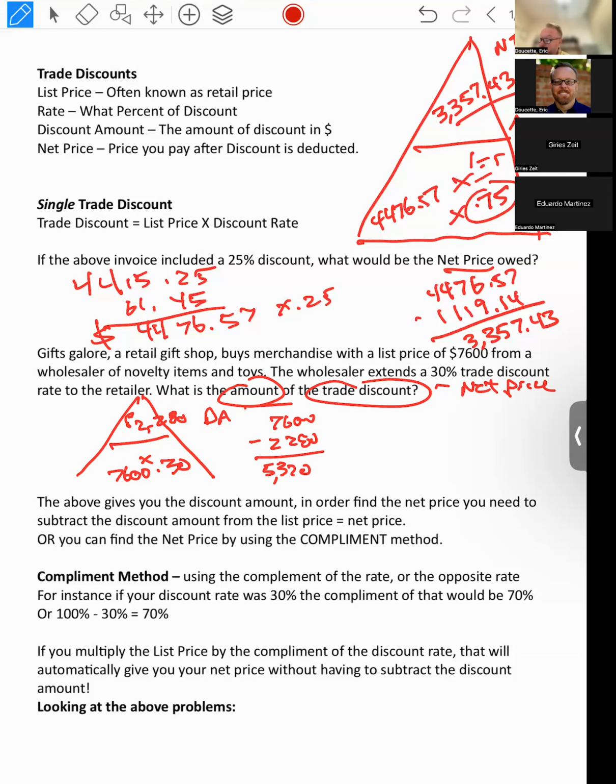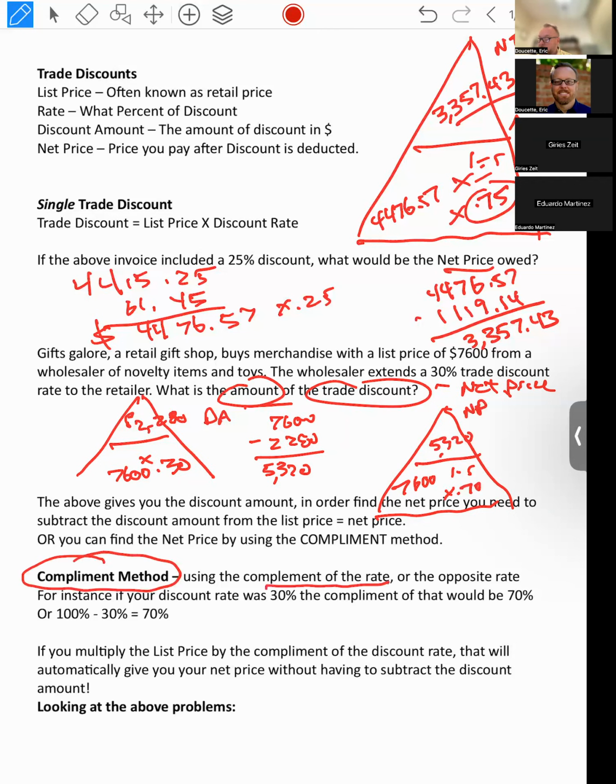Now, again, I could use the net price formula that I was showing you guys earlier in the last problem, and I could do 1 minus the rate. So if it was a 30% discount, I can multiply it by 0.70, and that's going to give me the net price here. That would come out to $5,320. So that's the other option. I can use the net price. So that's what we call down here the complement method.